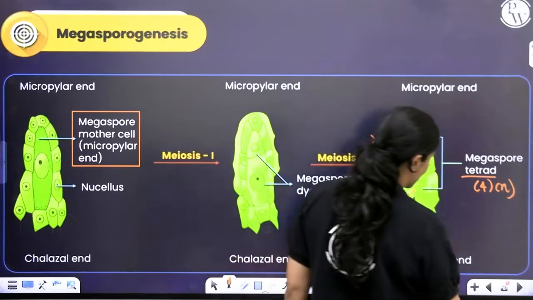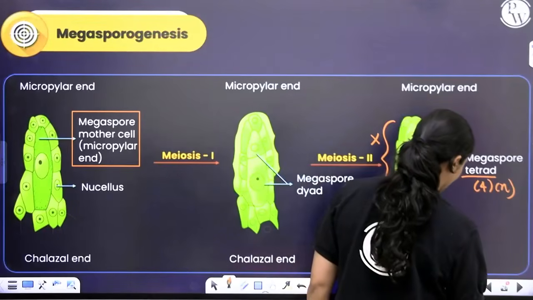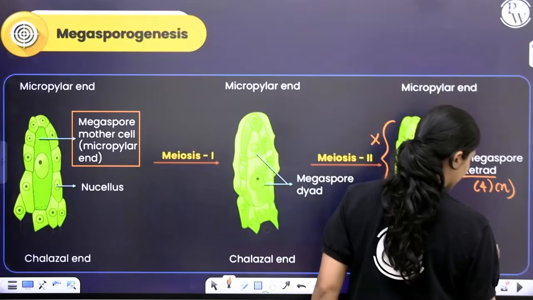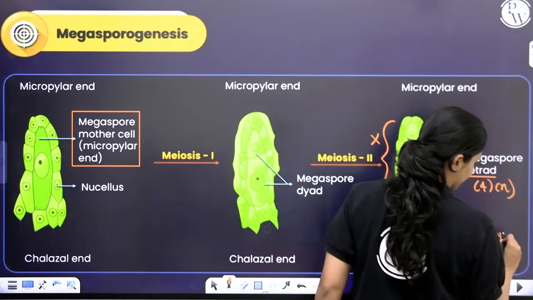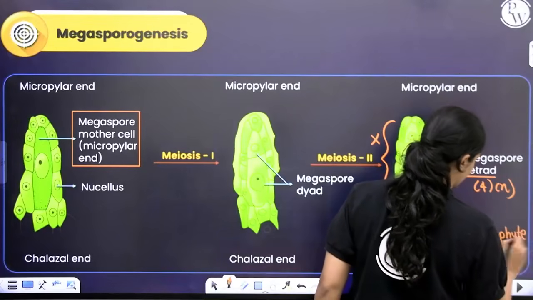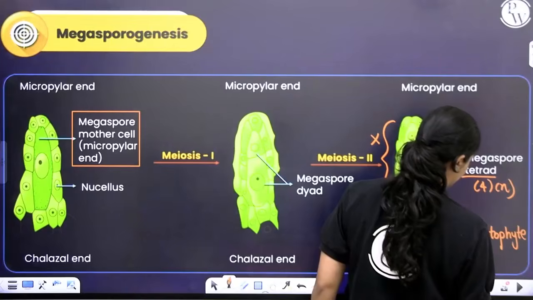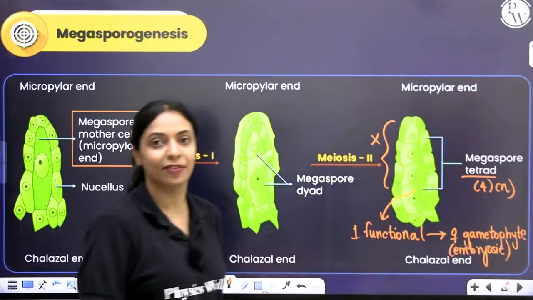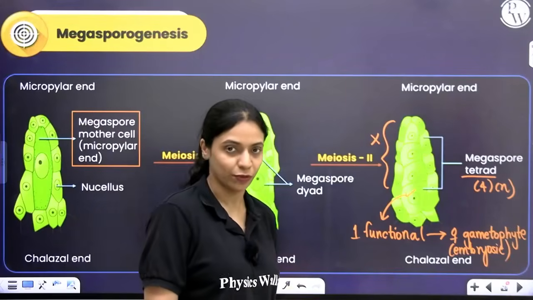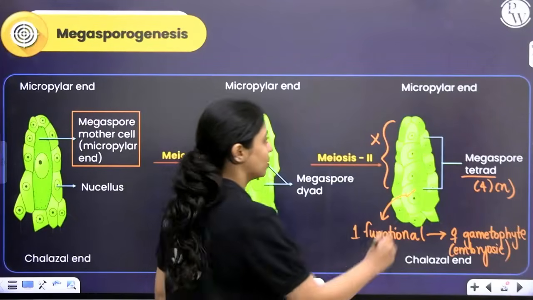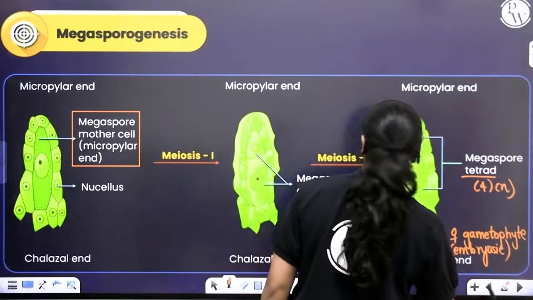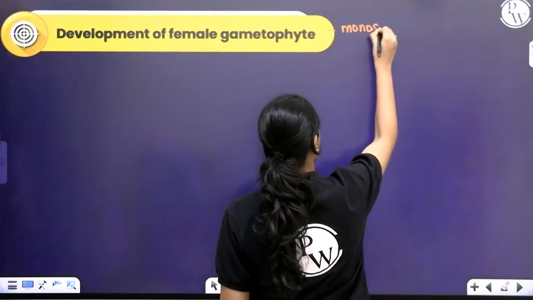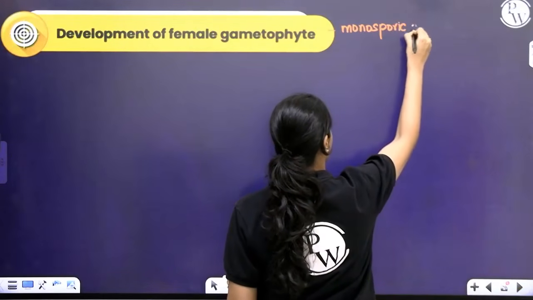This one functional megaspore will develop into the female gametophyte, which we also call the embryo sac. Since a single megaspore is involved in the development of the female gametophyte, we call it monosporic development.